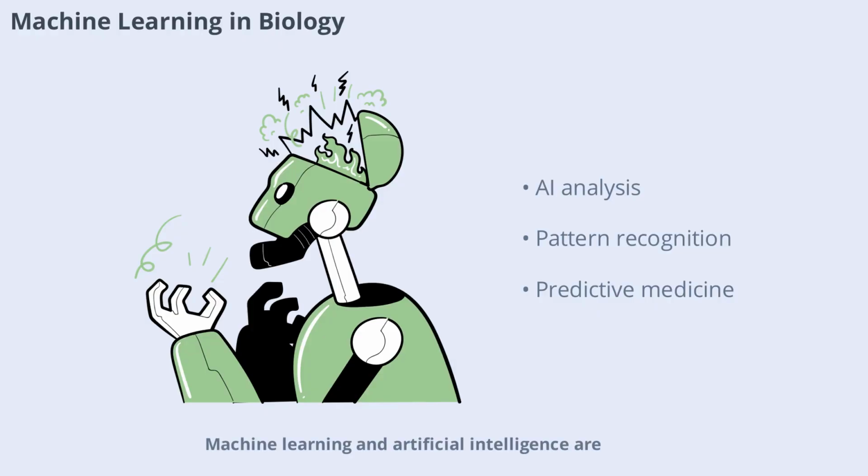Machine learning and artificial intelligence are increasingly used to interpret biological information. These technologies can analyze massive datasets, identify patterns, and make predictions that would be impossible for humans alone. Applications include drug discovery, disease diagnosis, and personalized medicine.